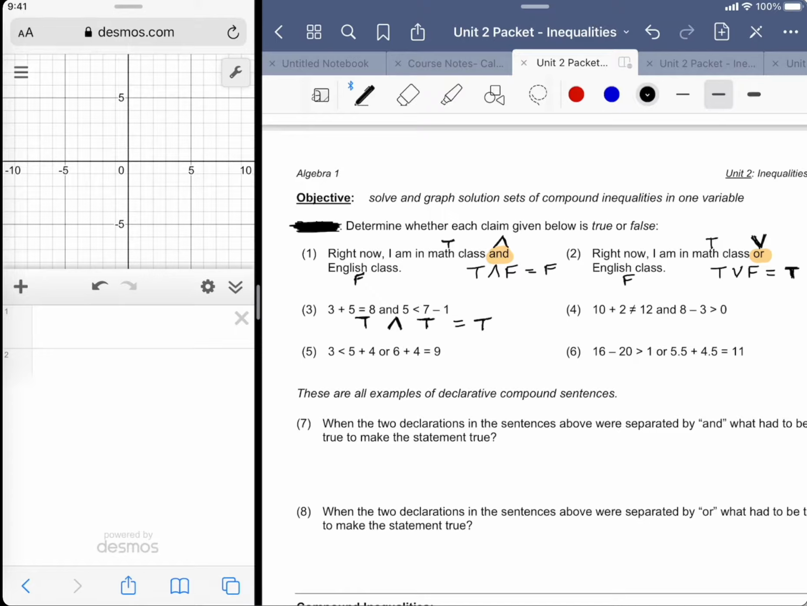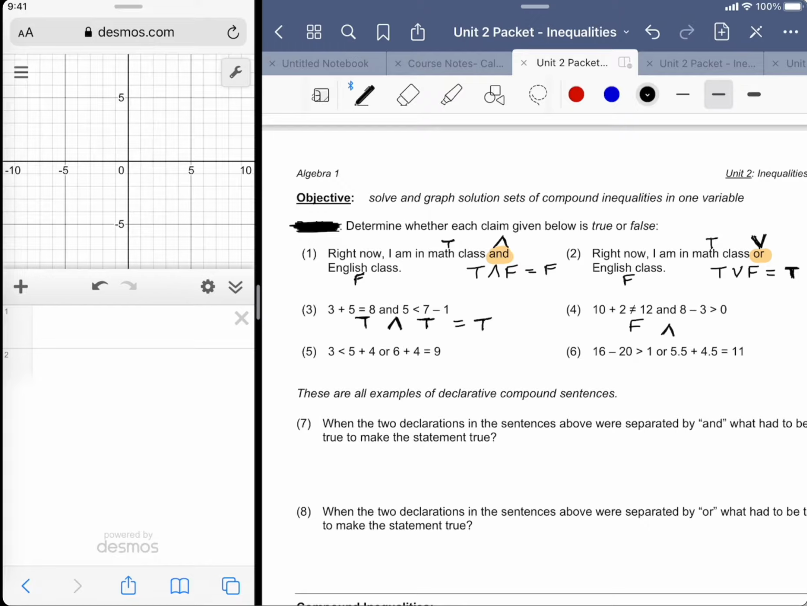So I would look at each part of the sentence and say, all right, well, question number 1 was 3 plus 5 equals 8. I got that one right. I said 3 plus 5 is equal to 8. Then, 5 is less than 7 minus 1. I got that one right too. On my 2-question test, I got them both right, so I got the whole test right. That's all an and sentence is saying. Now, 10 plus 2 is not equal to 12. 10 plus 2 is equal to 12, so that's false.